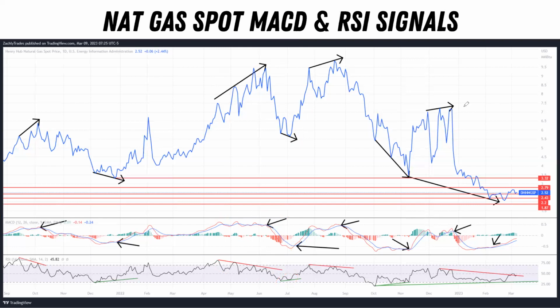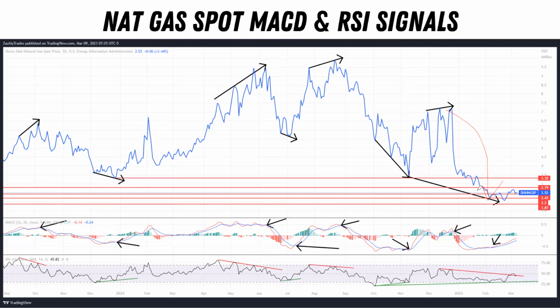So that brings us to the recent price action. Originally, we had a bearish divergence right here, with higher highs on the spot price of natural gas and then lower highs on the RSI. You can see that we also got a crossover right here to the downside on the MACD, and we had a very sharp move to the downside.